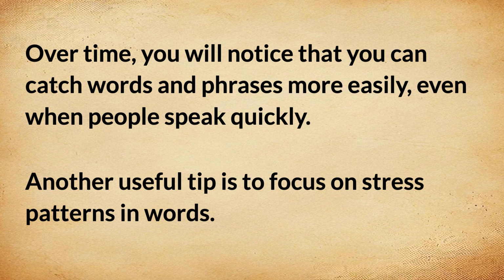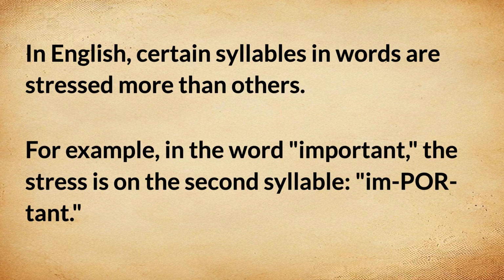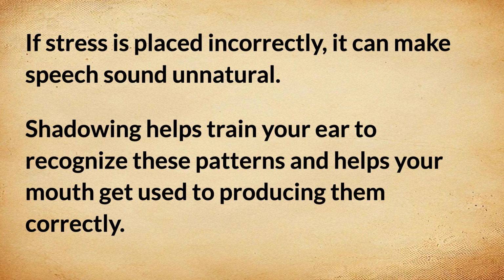Another useful tip is to focus on stress patterns in words. In English, certain syllables in words are stressed more than others. For example, in the word important, the stress is on the second syllable, important. If stress is placed incorrectly, it can make speech sound unnatural. Shadowing helps train your ear to recognize these patterns and helps your mouth get used to producing them correctly.